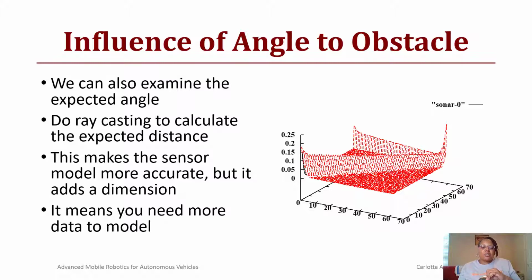So this makes the sensor model more accurate, but it also adds this third dimension where I now have to look at the bearing, not just the distance. So we're going to need more data in order to create our model, and that's what we have here.